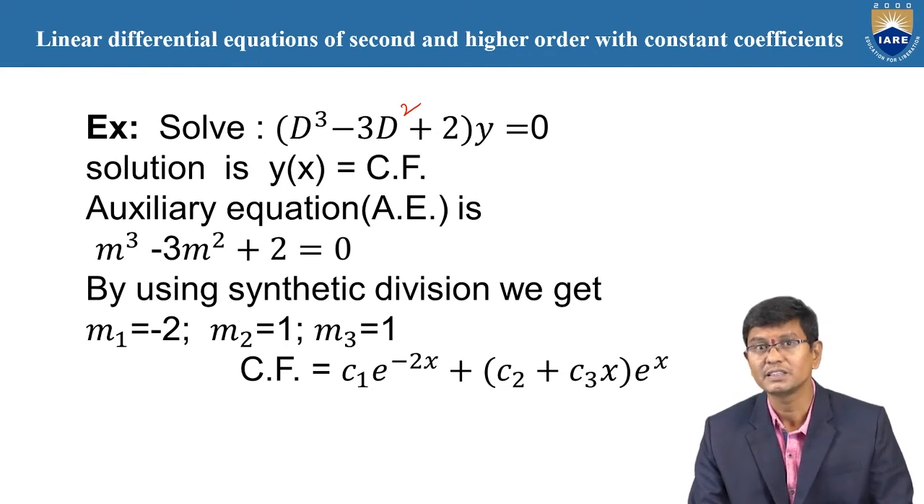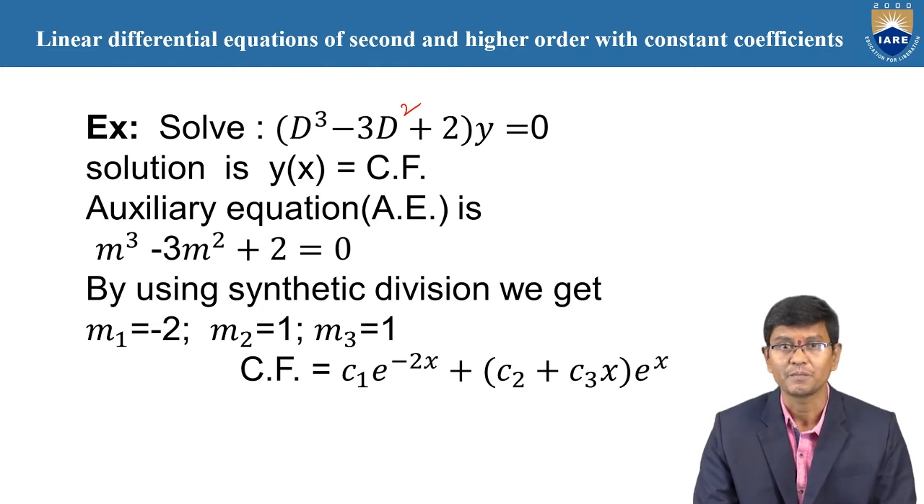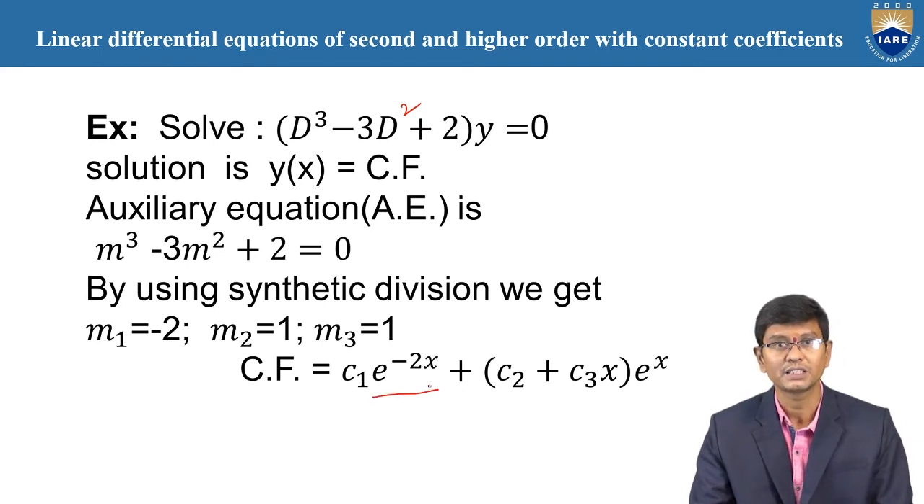Because the equation is a third order differential equation, here also one is a repeated root and the other is a different root. Therefore, according to the working rule, whenever the root is different, that is c1 into e power minus 2x. Based upon the repeated roots, you consider c2 plus c3x into e power of x only.